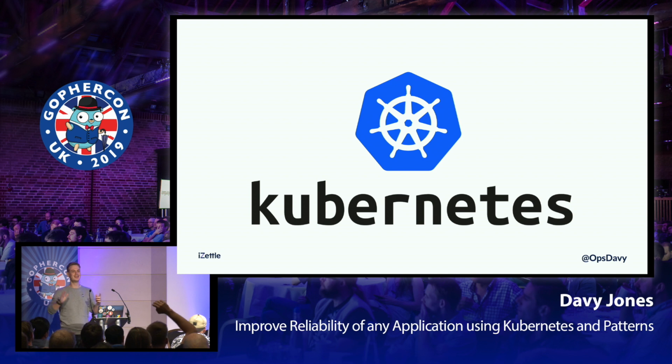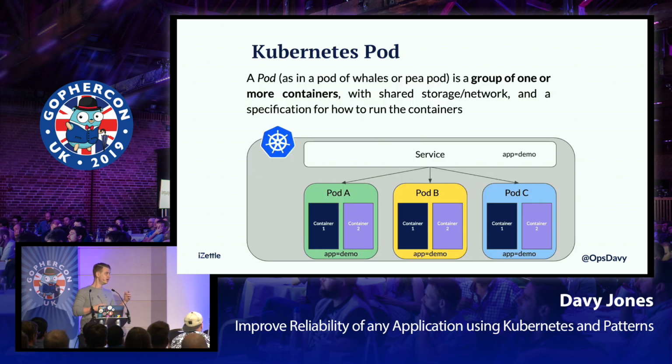Okay, sweet. So I'll quickly run over the level setting of what Kubernetes actually is. Essentially, it's a distributed system that allows you to run containerized workloads. And the main unit of deployment within Kubernetes is the pod, which is just a group of one or more containers that share a storage and a network.